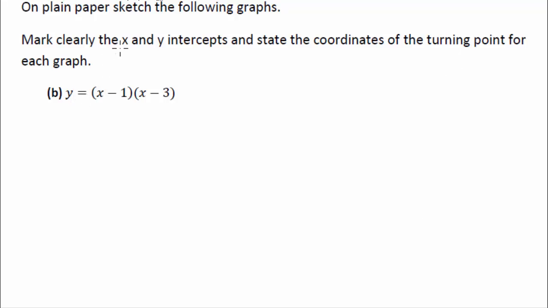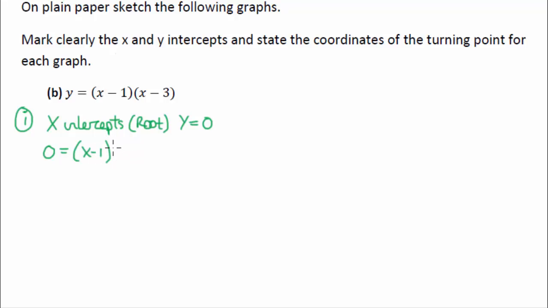Okay, so we work out the x-intercept, right? So we can just label this 1. This is the x-intercept, and that's also known as the roots, and it's when y equals 0. Okay, so that's y equals 0. What we'll do is just rewrite this out, just put 0 equals x minus 1, which is your first root, x minus 3.